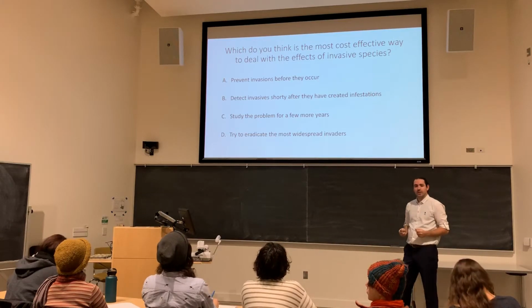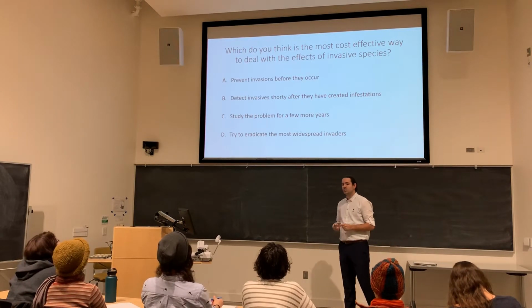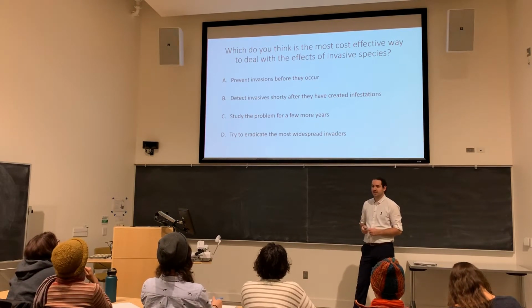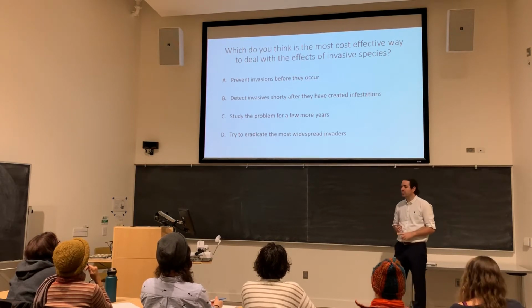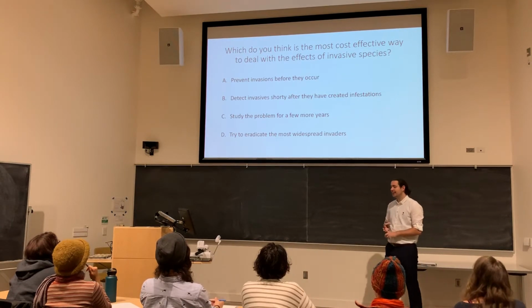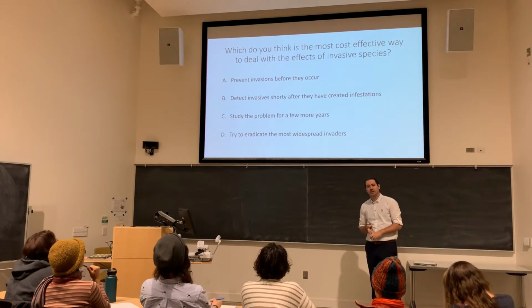So, quick question. Which do you think is the most cost-effective way to deal with the effect of invasive species? Is it prevention, prevent invasions before they occur, detection shortly after they have created infestations, study the problem for a few years, or try to eradicate the most widespread invaders?